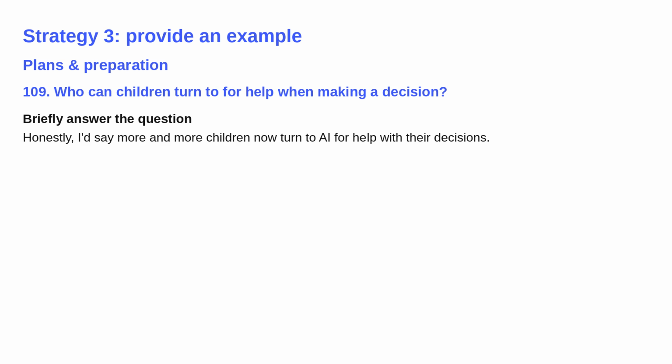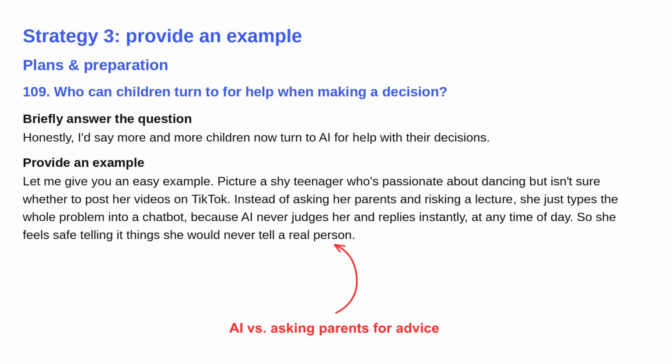Honestly, I'd say more and more children now turn to AI for help with their decisions. Let me give you an easy example. Picture a shy teenager who's passionate about dancing but isn't sure whether to post her videos on TikTok. Instead of asking her parents and risking a lecture, she just types the whole problem into a chat bot because AI never judges her and replies instantly at any time of day. So she feels safe telling it things she would never tell a real person.